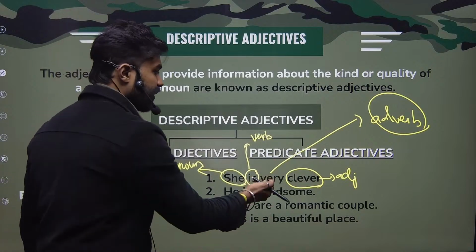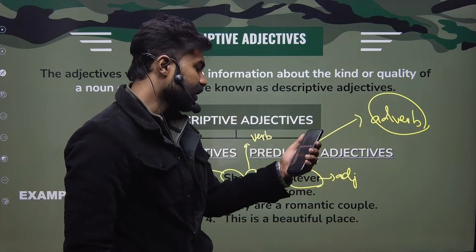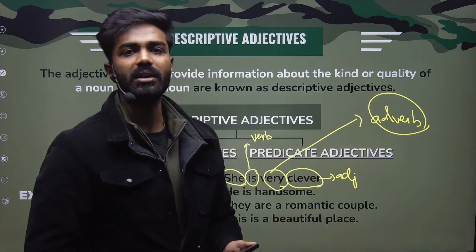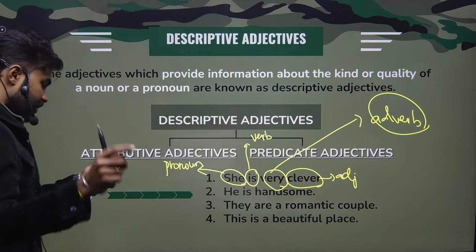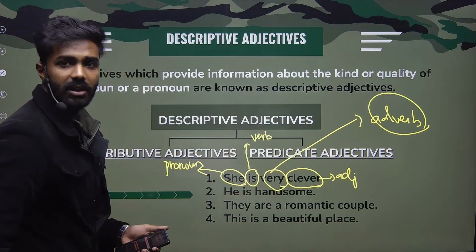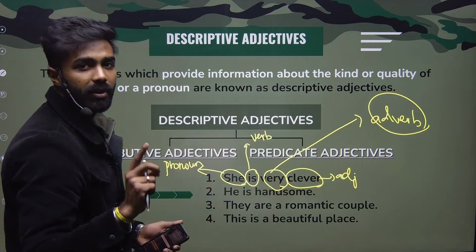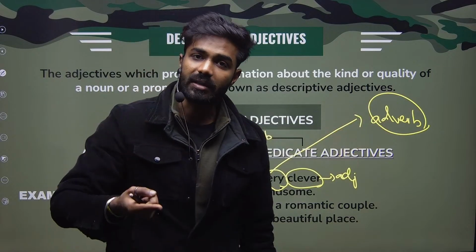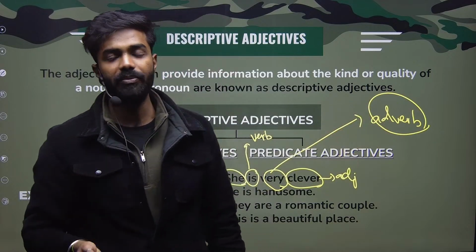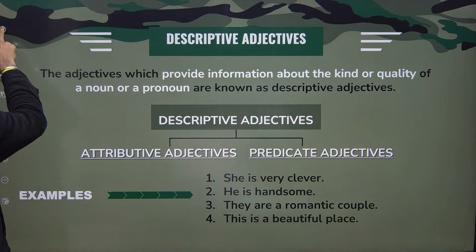Now, if you ask me why very is an adverb and other things, we'll be discussing that in the next class, because in the next class, I'll be teaching you adverbs. But your question, the answer is adverb. Very is an adverb. Why? Because it is modifying an adjective. An adjective will modify noun and pronoun, but adverbs will modify adjectives, adverbs themselves, verbs, and then the entire sentence. So that I'll discuss later. I hope your doubt is clear.